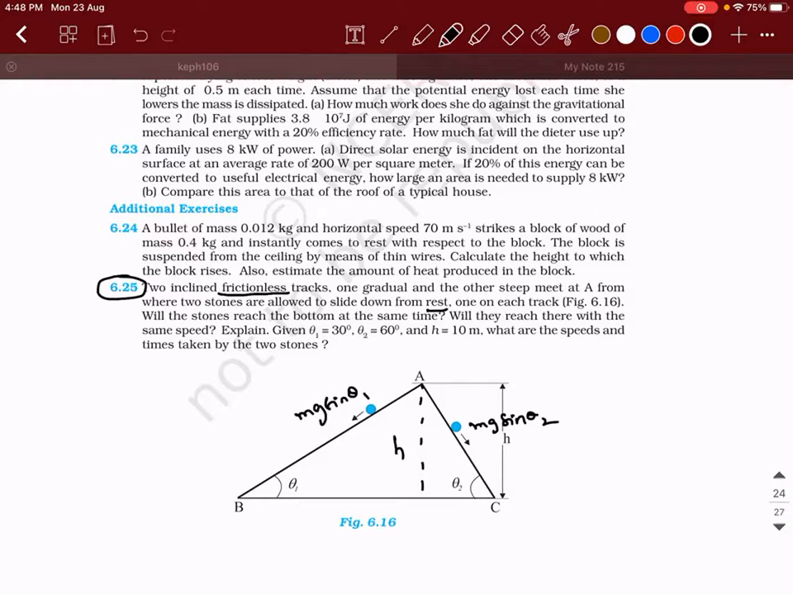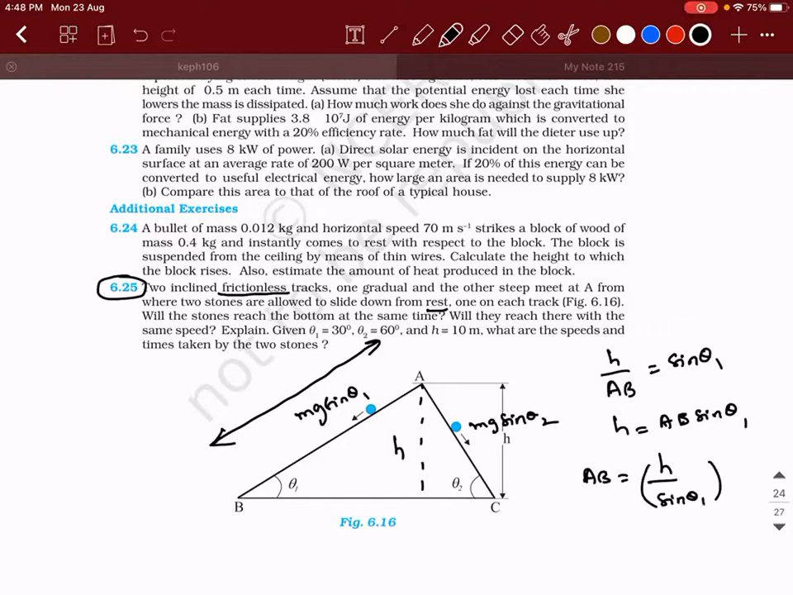If this is h, how much will this length be? What is h divided by AB? It is sin theta 1. So h will be equal to AB sin theta 1, correct? Yes, sir. Or I can say AB will be equal to h divided by sin theta 1. So let me take it this way. Now, this is h by sin theta 1.